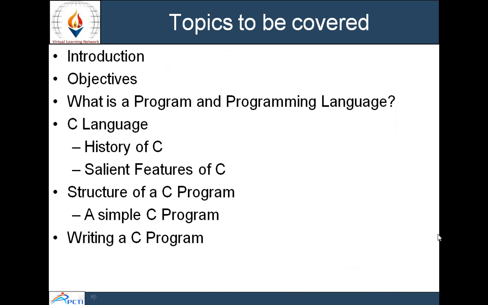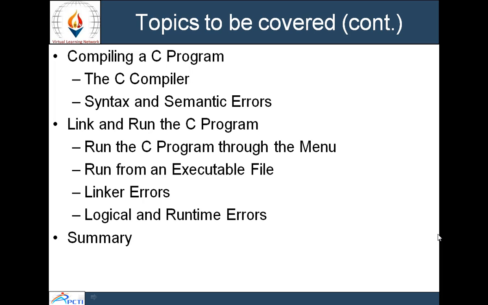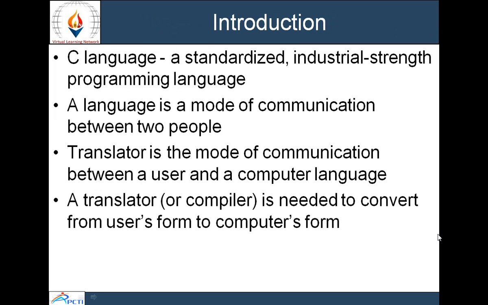The topics we are going to cover are Introduction, Objectives, what is program and programming language, C language, History of C, Salient features of C, Structure of a C program, a simple C program, writing a C program, compiling a C program, the C compiler, syntax and semantic errors, link and run the C program, run from an executable file, linker errors, logical and runtime errors, and summary. Let's begin with the introduction.